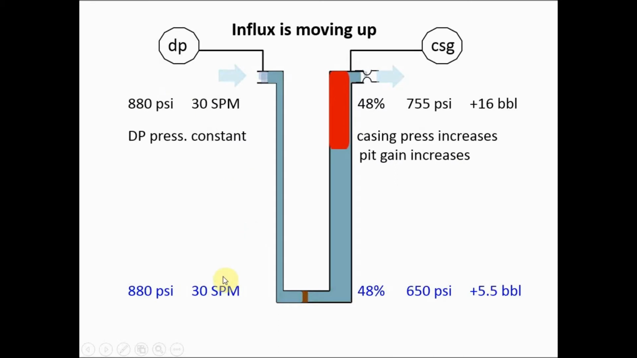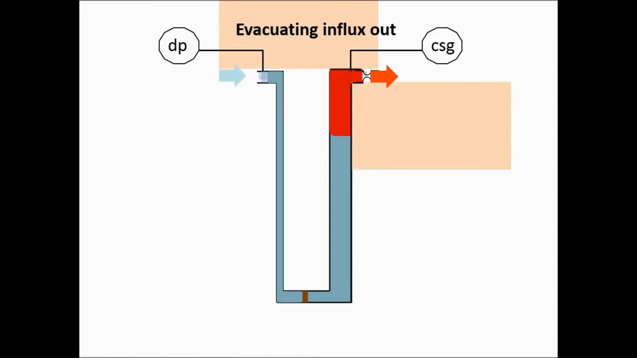During this process, the main thing is to maintain drill pipe pressure constant at the constant pump speed. Adjust our choke only to maintain drill pipe pressure constant. Casing pressure will increase and pit gain will also increase because the gas that is moving up in the annulus is also expanding. Now the gas will start to come out through the choke.